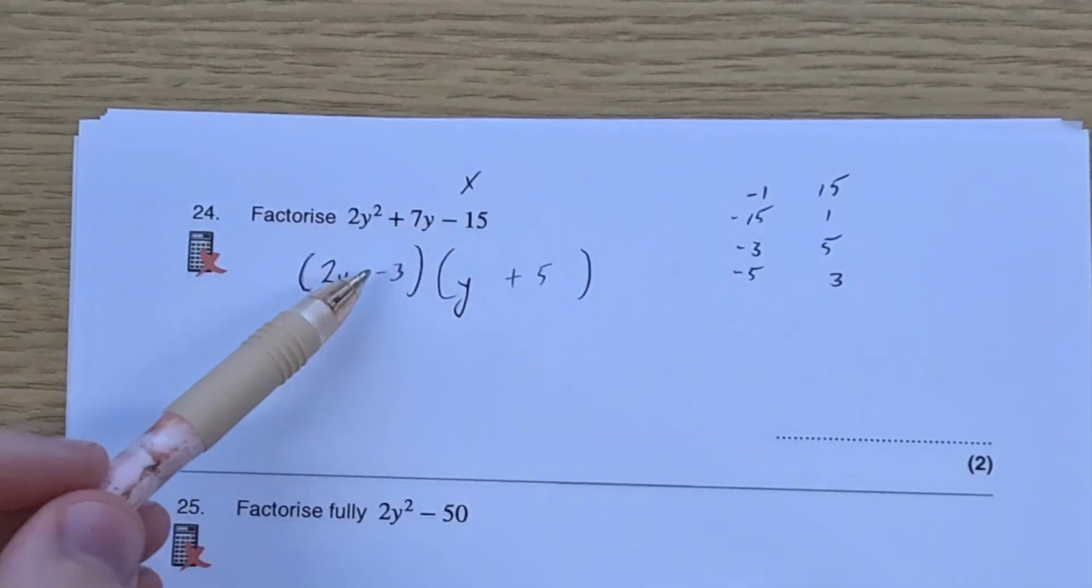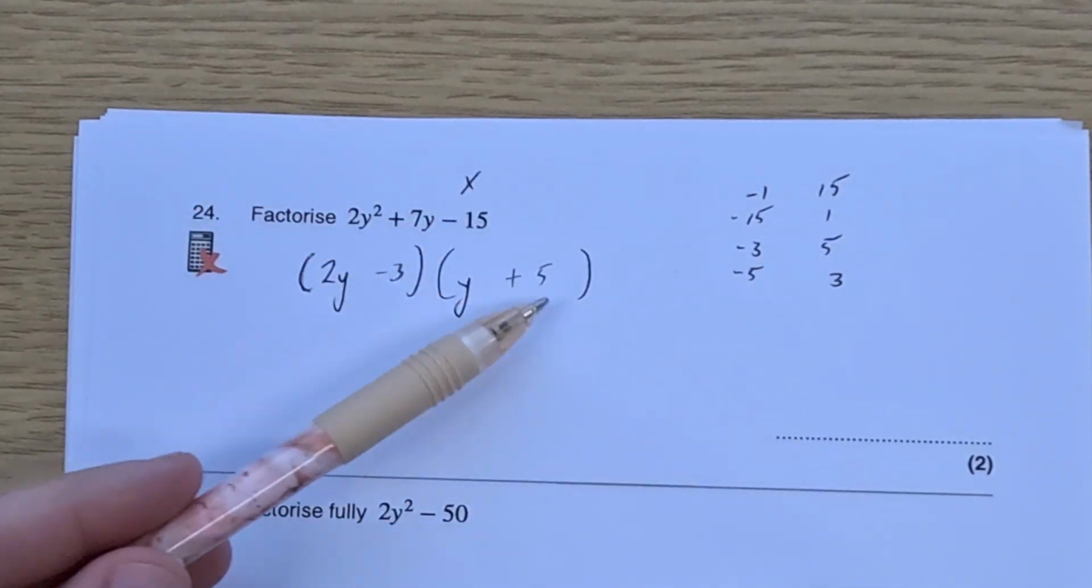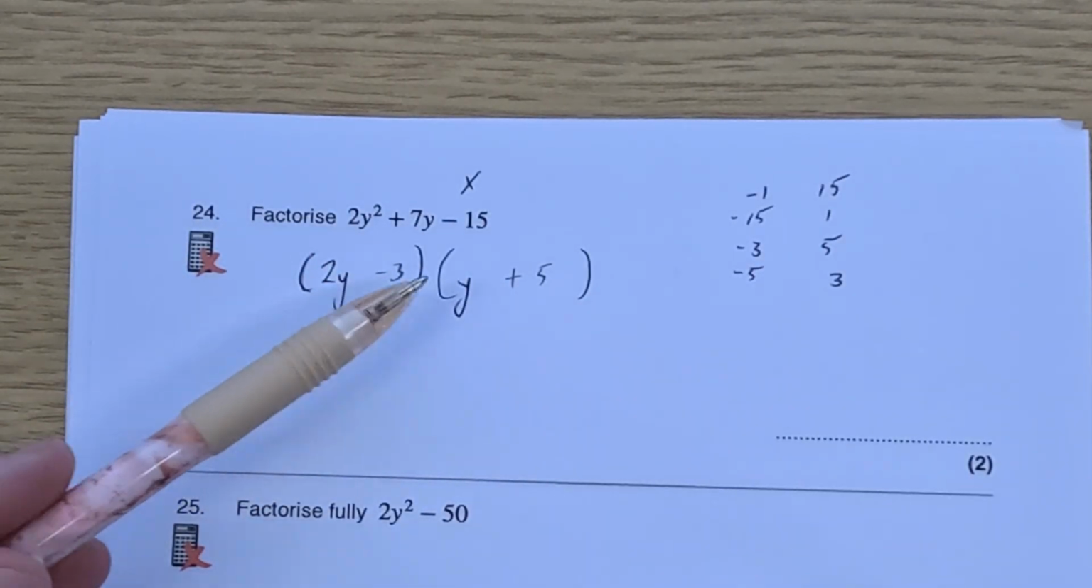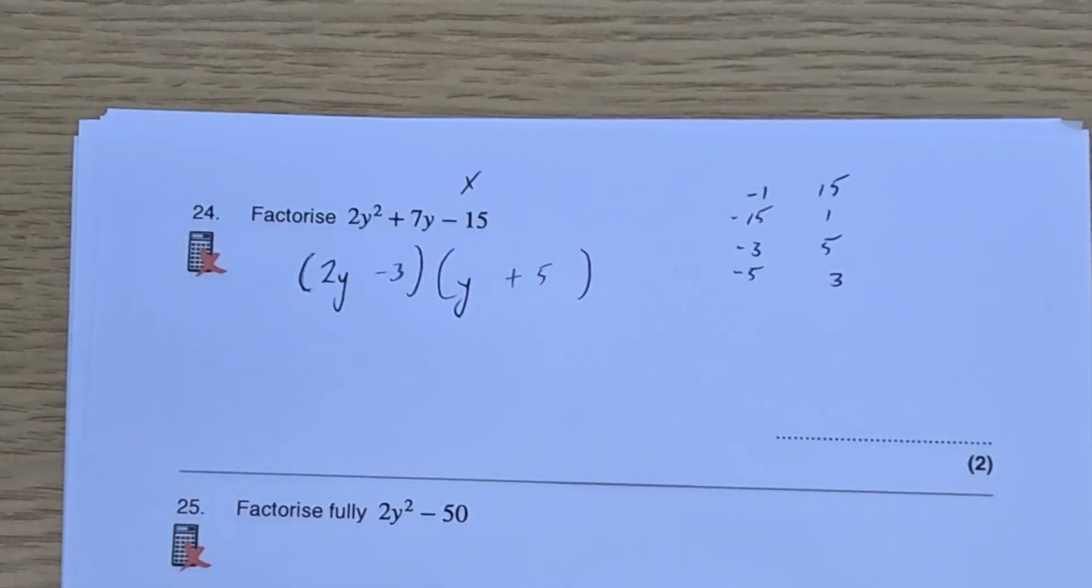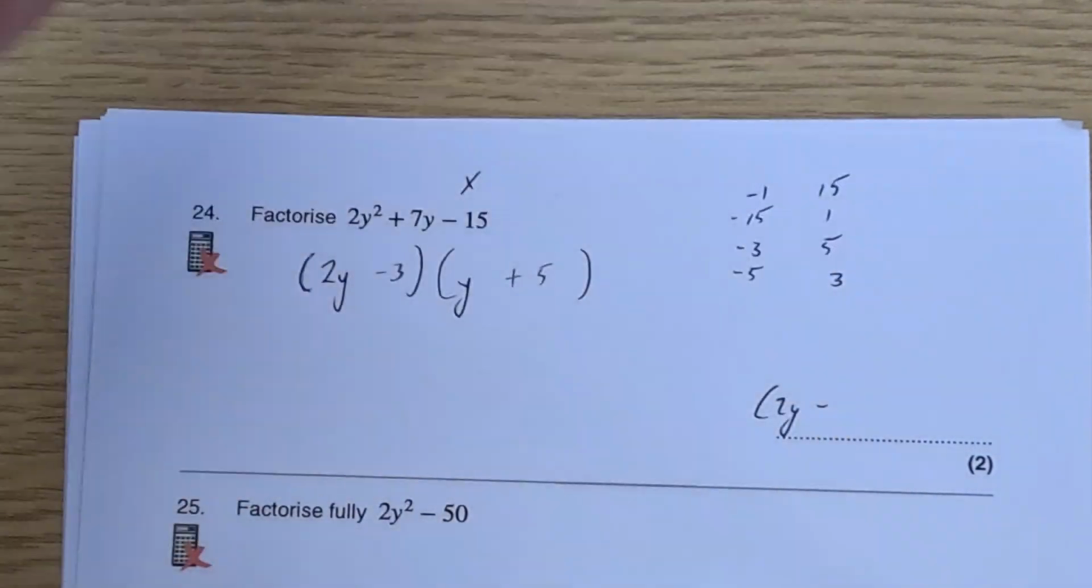So what we did was we figured out which numbers times together to be minus 15. We then figured out where we would put those in the brackets so that whenever we expand it, we get our 7y in the middle. And some students, as I said, like to do that bit in pencil until they get really confident with being able to do it in their head. And that's it, so the answer would be 2y minus 3, and then y plus 5.